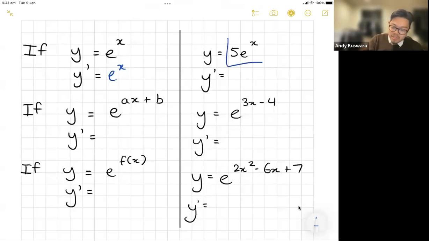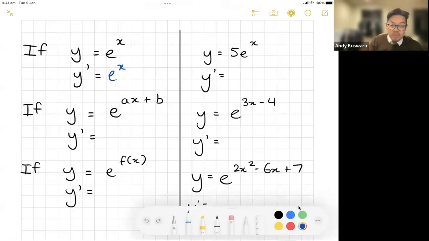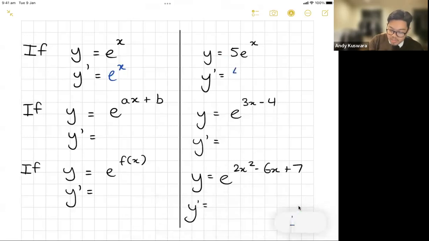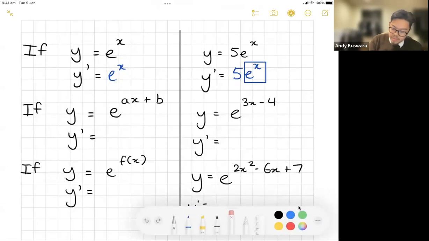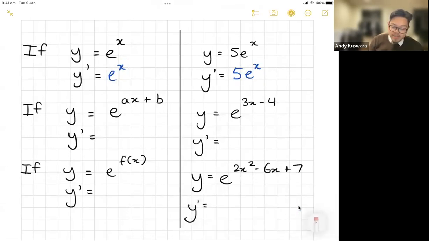So if I look at this one here, the only difference is I've got this constant out front. Constants do not change my derivative much. In this particular case, that 5 is just going to stay there because when I differentiate the exponential, guess what I get? An exponential. And so there you go. Derivative of 5e to the x is 5e to the x.